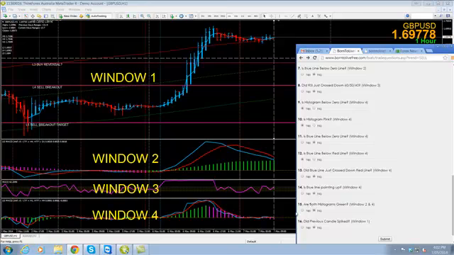Are both histograms green? No, because one's pink and one's green. And did the previous candle spike? So that comes from window 1. If we go up here to window 1, you can see that the candle before it is just a small candle, hasn't spiked, isn't 4 or 5 times bigger than the previous.